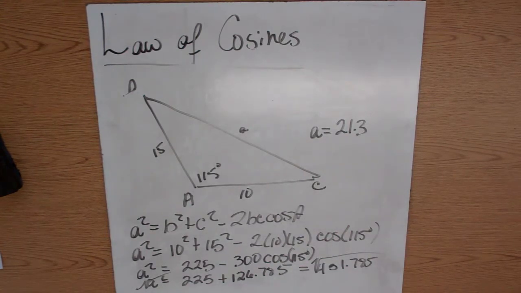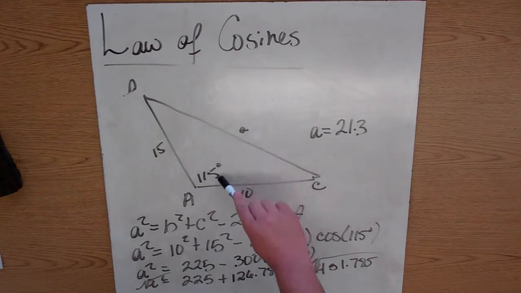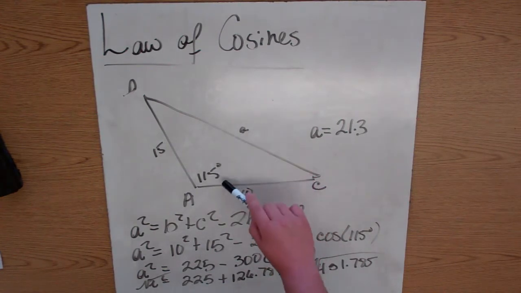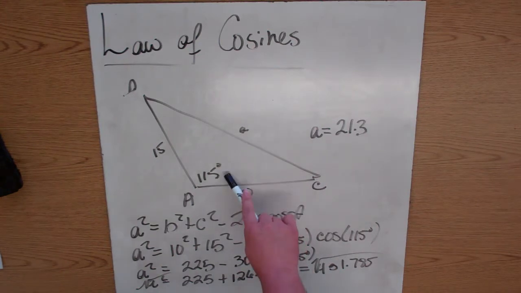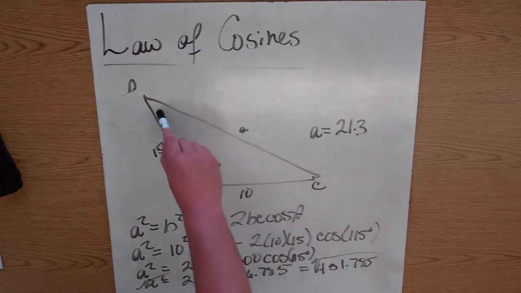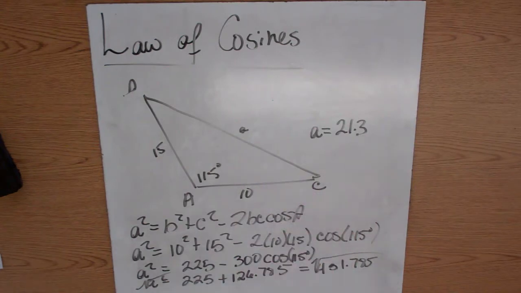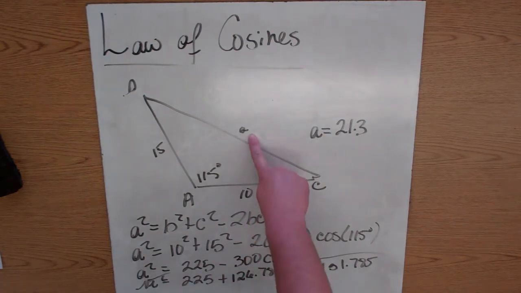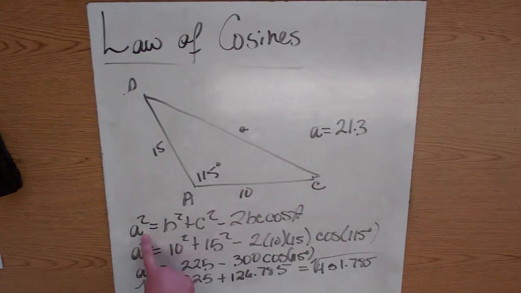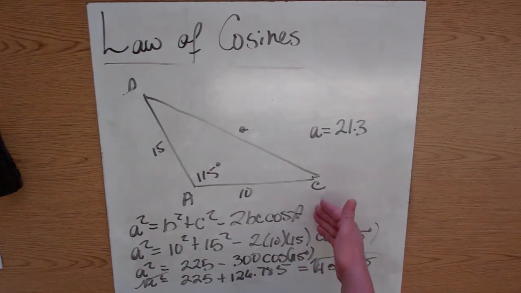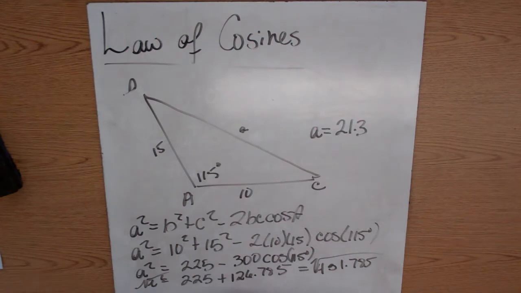You're trying to figure out a side so you can get a matched pair. Because now, since we have our matched pair, because this is 21.3, this is 115, we can simply do law of sines now to find angle B or to find angle C. All right? So, remember, whatever side you're looking for, that's the formula you use. We're looking for A, so we're going to use A squared equals, since that's the side we're looking for.